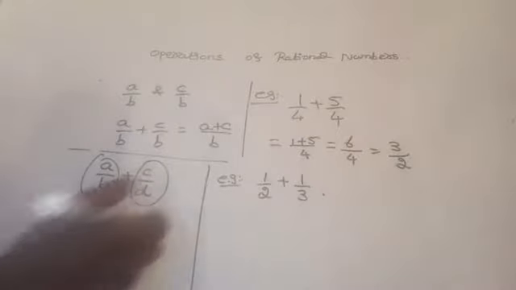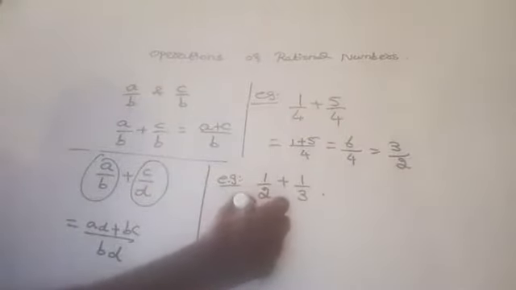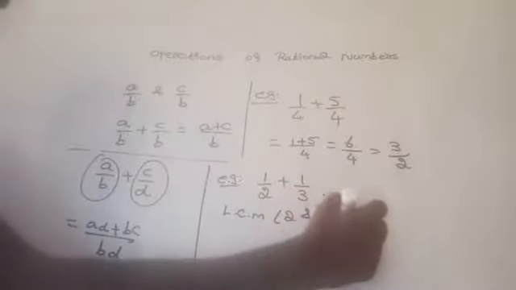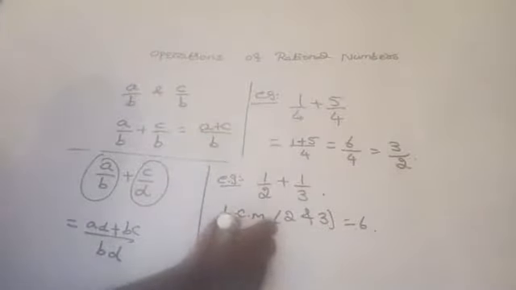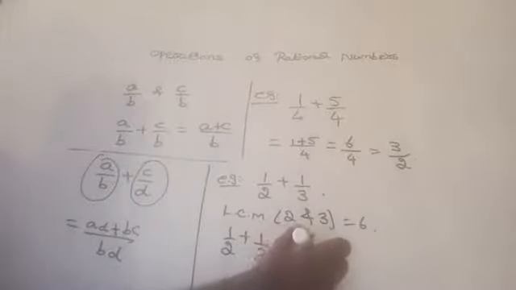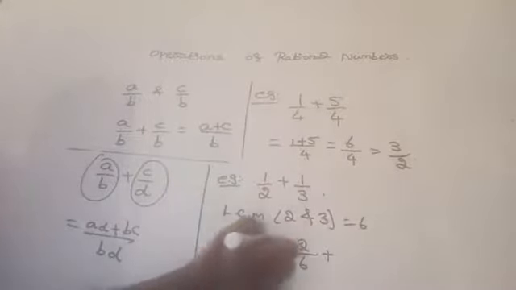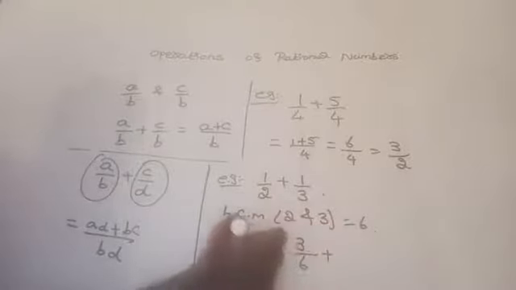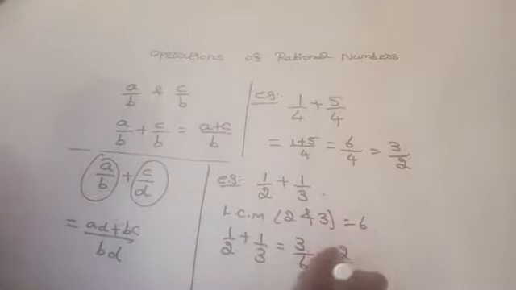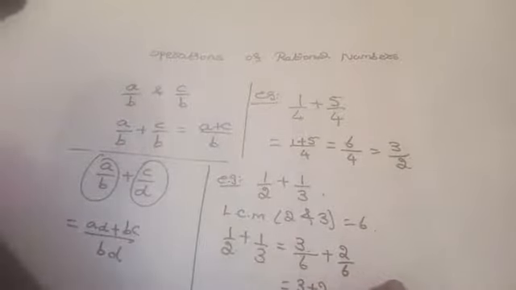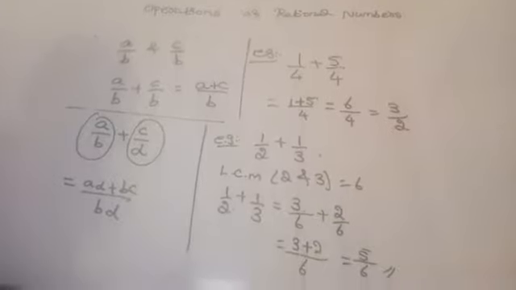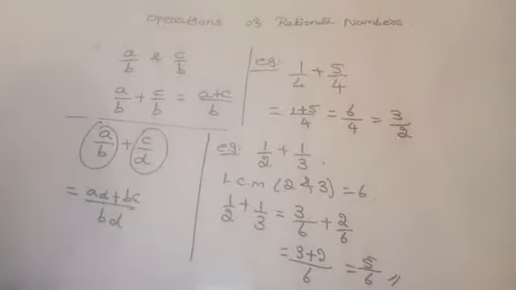What is the LCM of 2 and 3? It is 6. So 1 by 2 plus 1 by 3 can be written as 3 by 6, where we multiply by 3, plus 1 into 2, that is 2 by 6, which is equal to 3 plus 2 by 6. That means 5 by 6. Are you getting it? 3 by 6 plus 2 by 6 is equal to 5 by 6. Shall we move to the next one? This is addition of two rational numbers.